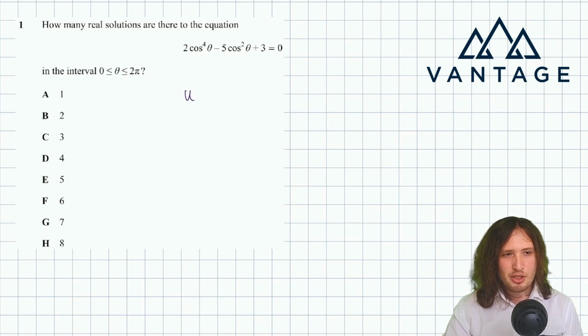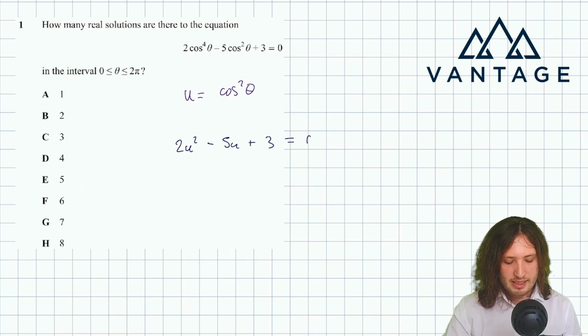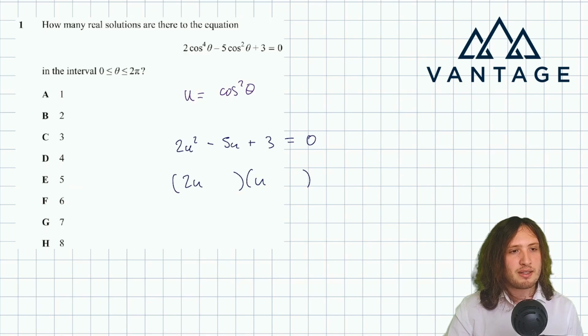So if we substitute, let's write u equals cos squared theta. Of course, you don't need to make an explicit substitution, but it helps to keep things tidy. The equation reads 2u squared minus 5u plus 3 is 0. Now, can we factorize that? I mean, if not, we'll just have to use the quadratic formula, but this looks like it probably will factorize.